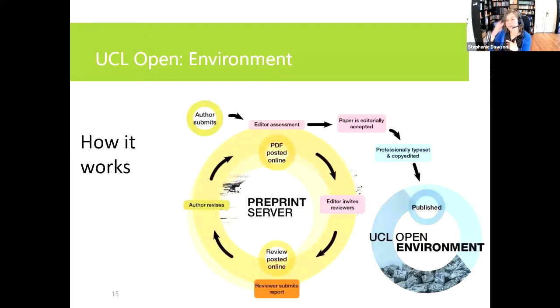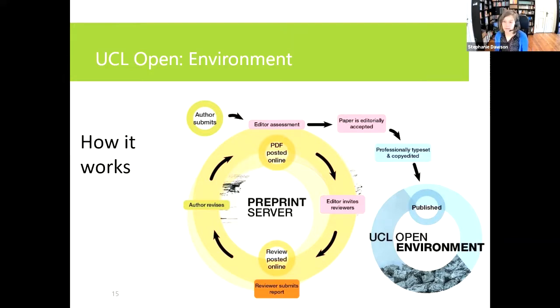the workflow is such that articles are submitted to UCL Open environment and undergo a basic editorial assessment for completeness before they are published, or posted really, online as a preprint. Editors, but also authors and readers, invite reviewers. Reviews are then posted openly online with the reviewer's ORCID. Authors can respond openly and revise their preprint. And a preprint may go through several cycles of review and revision before it's ready for publication.